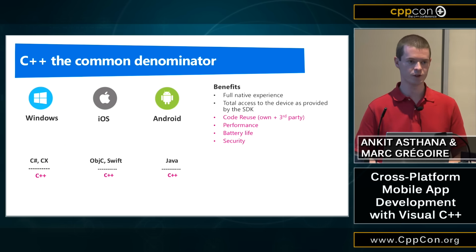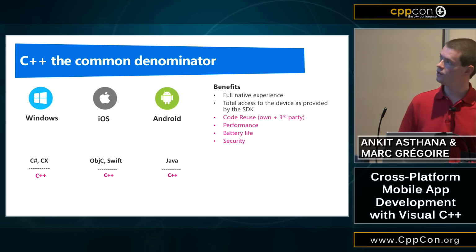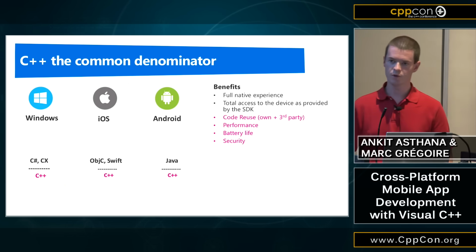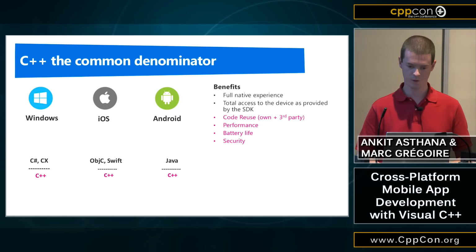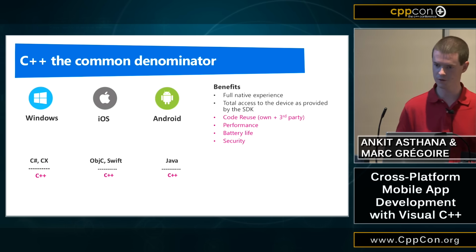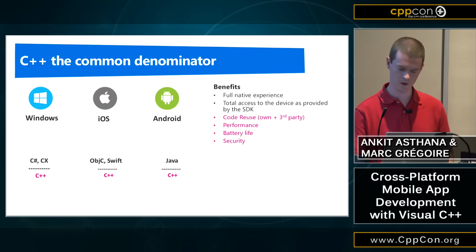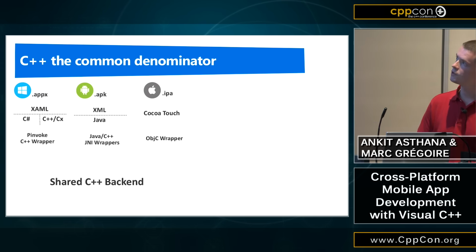If you write your apps first in C++, it means they are more performant, so they get the job done quicker, they use less battery, and your device lasts longer. Last one is security. If you compile your application in C++, it's much harder to decompile it and try to get your IP out of it. Well, it's easier to do this in .NET or C#, .NET or Java.